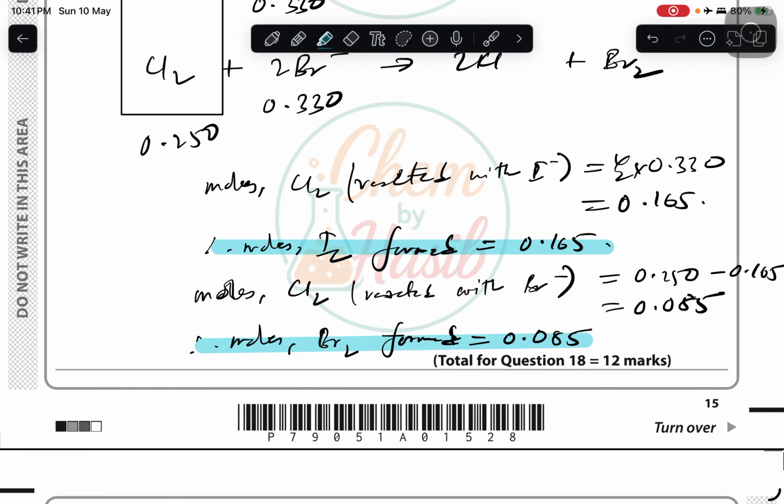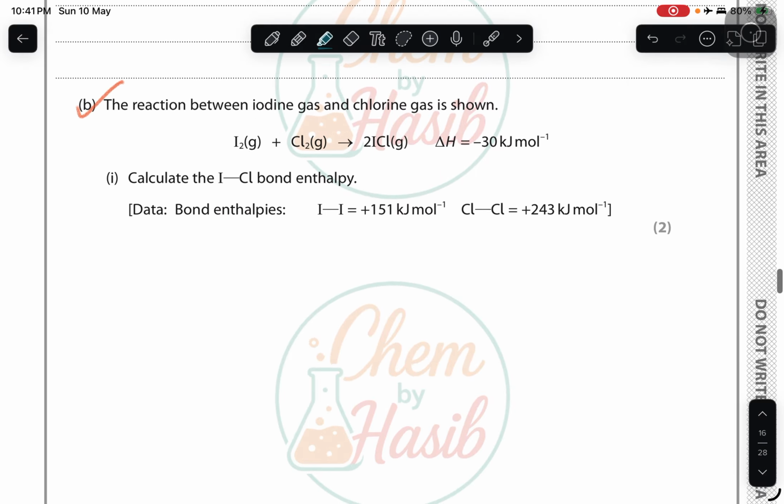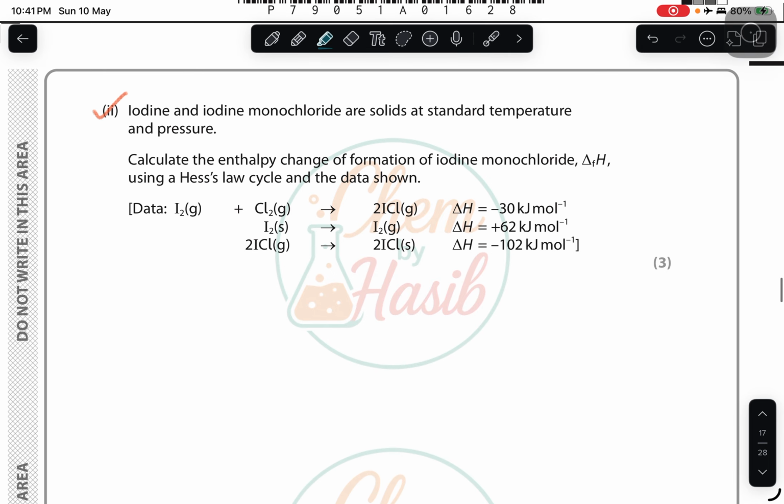Then we move to question number 19. 19b2 is the question. Iodine and iodine monochloride are solids at standard temperature and pressure. Calculate the enthalpy change of formation of iodine monochloride using a Hess's law cycle and the data shown. Okay, you are to draw a Hess's cycle here, right?